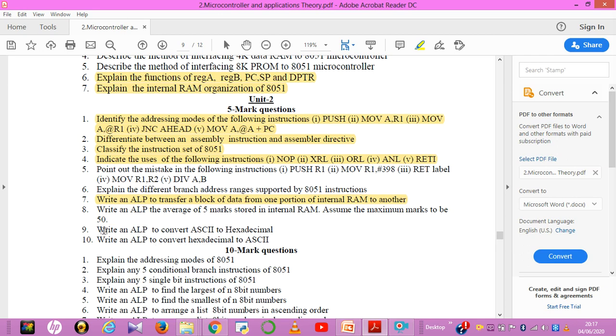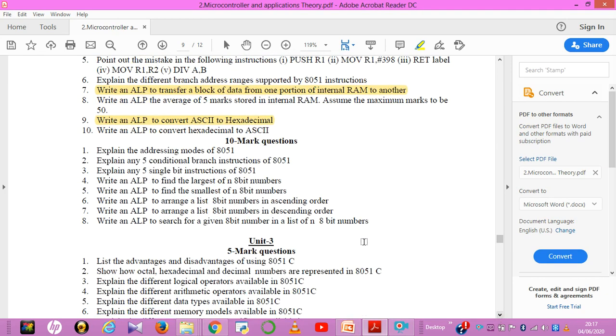Like that, they are going to ask code conversion, from one form to another form. Write an ALP to convert ASCII to hexadecimal. You should know the meaning of ASCII. You should know the meaning of hexadecimal. These are important questions that are going to cover in 5 marks.